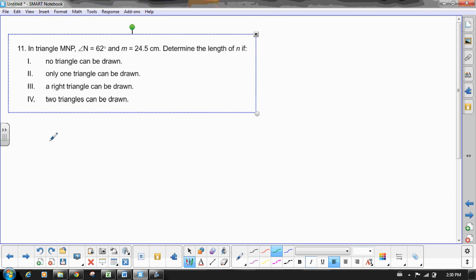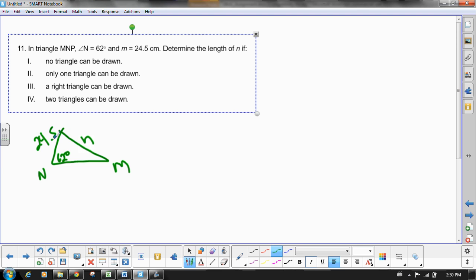So determine the length of n if no triangle can be drawn. Okay, so I'm just going to quickly sketch a picture here. I'm going to say that this is 62 degrees. So this is n. I'm going to say that m is right here at 24.5. So this is down here. And then that means n is this right here.